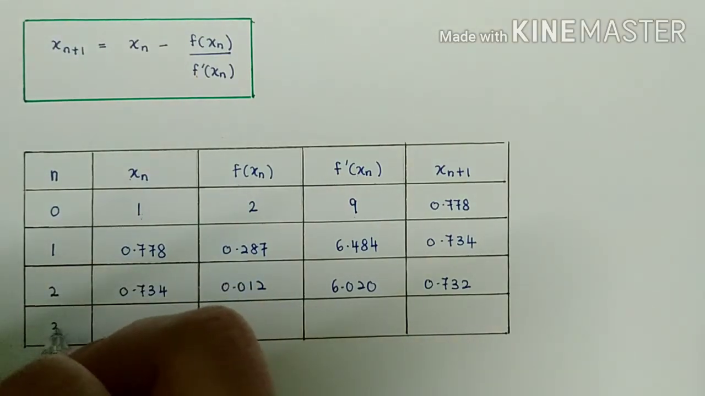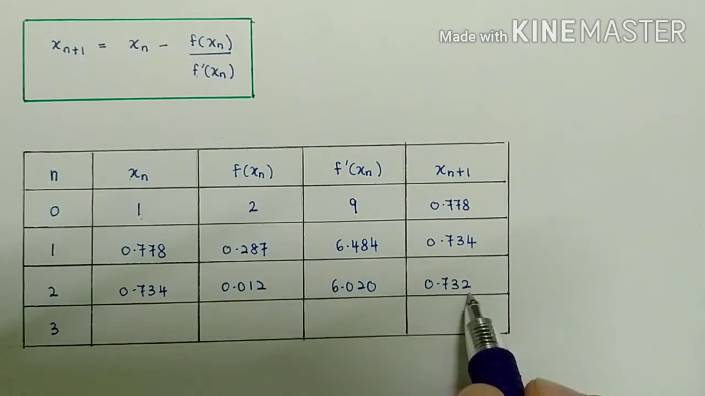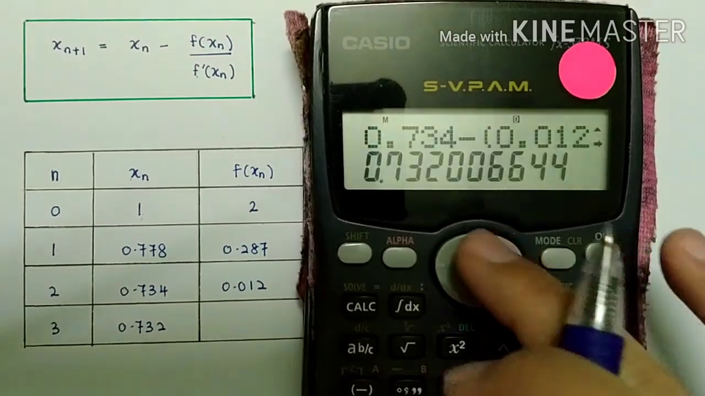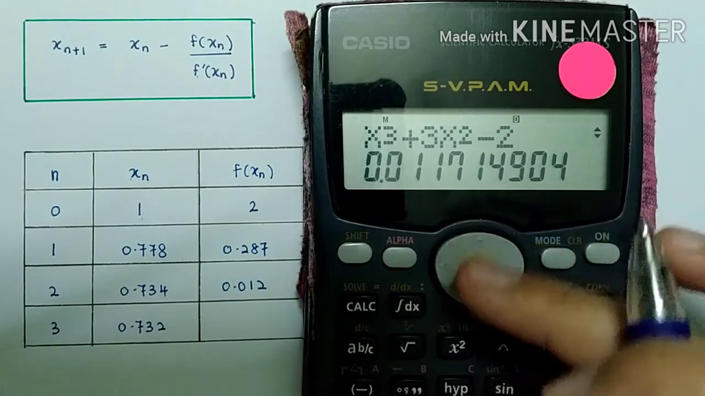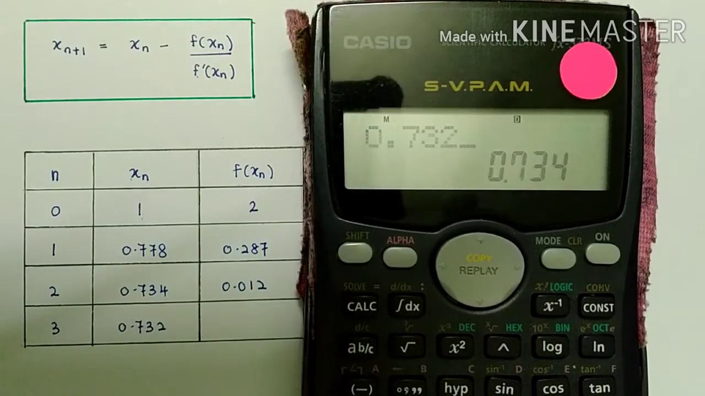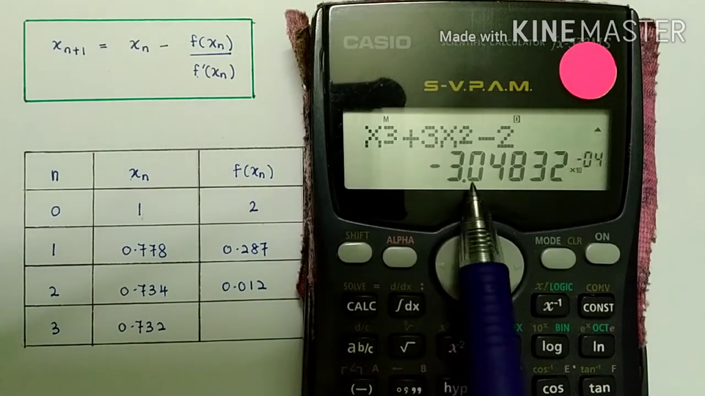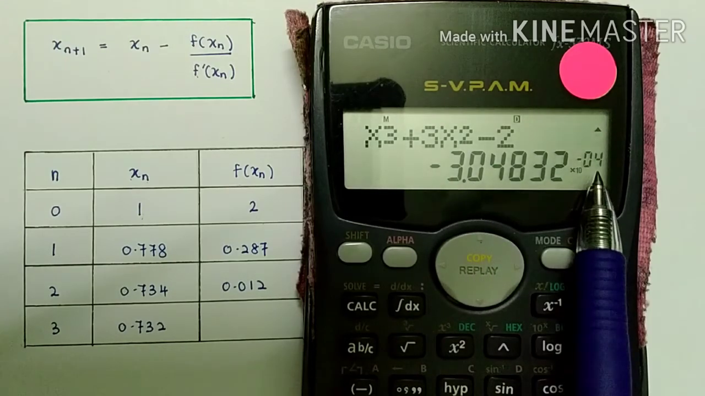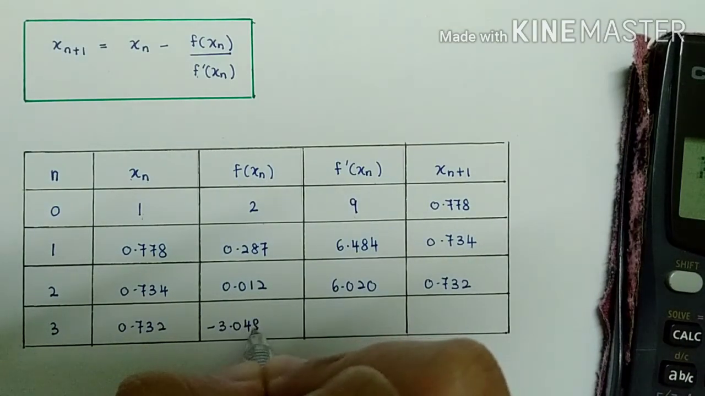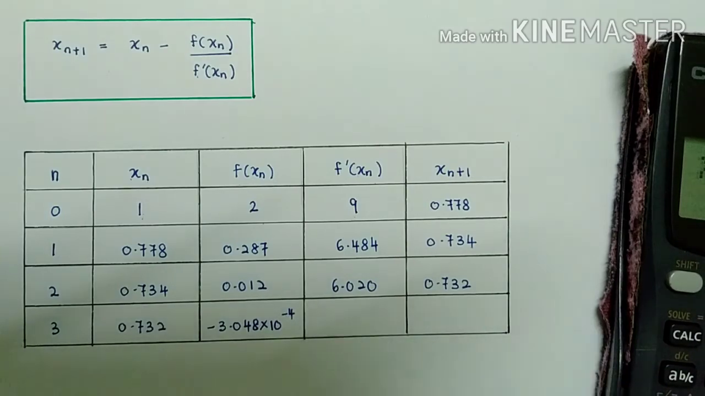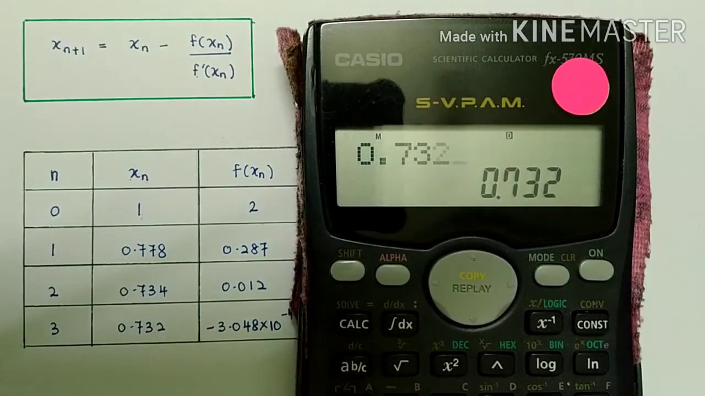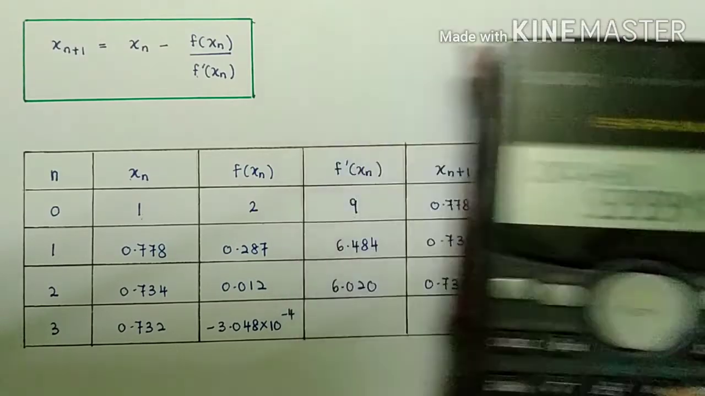So we have n equals to 3. So xn here is 0.732. Okay, and then find the function of x in the calculator. Press calculate, substitute our x now is 0.732. So we have negative 3.048 times 10 to the power of negative 4. Okay, and then for f prime x, calculate 0.732. So we have 5.999.